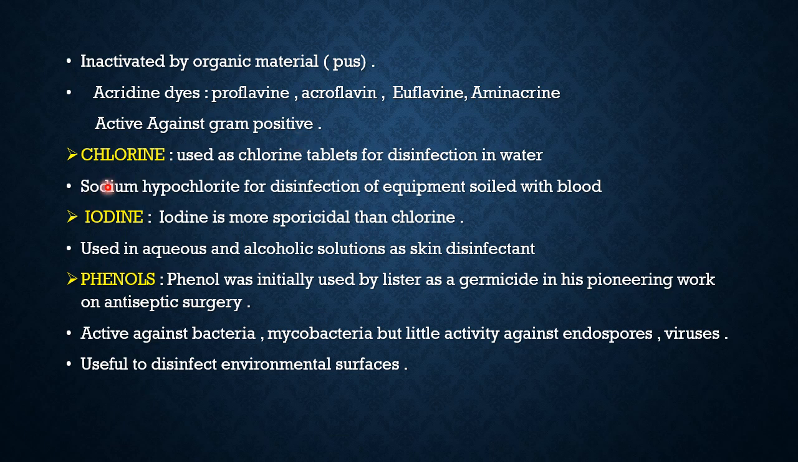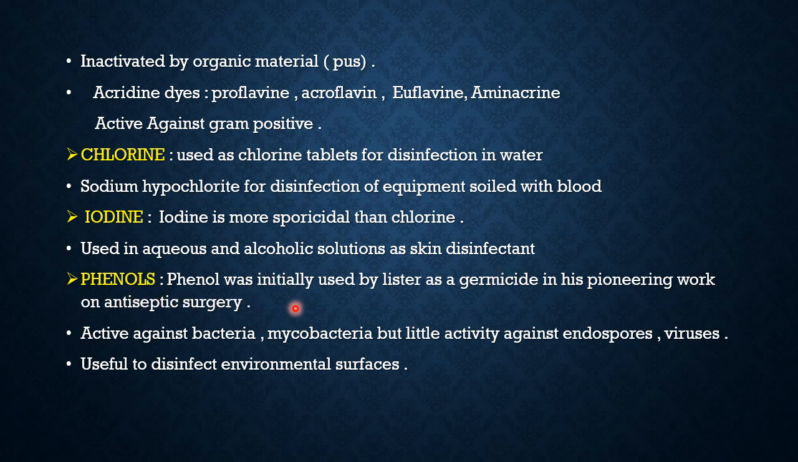Okay, and then next is chlorine. Chlorine can also be used as a disinfectant. We use chlorine in the form of tablets, mainly to disinfect water. And sodium hypochlorite is used for disinfection of equipment soiled with blood. Then next is iodine. Iodine is more sporicidal than chlorine, that means it can kill spores more easily. It is used in aqueous and alcoholic solutions as a skin disinfectant. And then next is phenols.